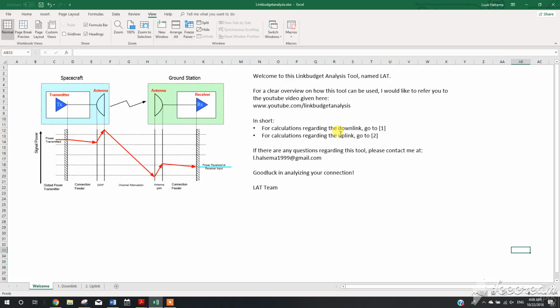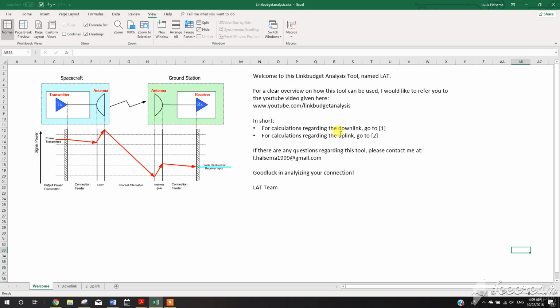However, this link budget analysis tool can be used to investigate certain connections or links between spacecraft and ground station or the other way around, and hence it can be used to make sure that the link is closed and that data is transferred from one point to the other.